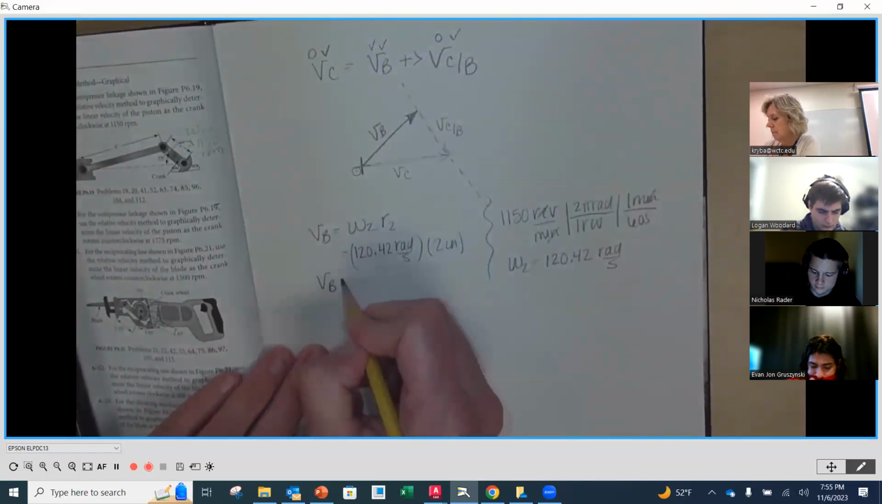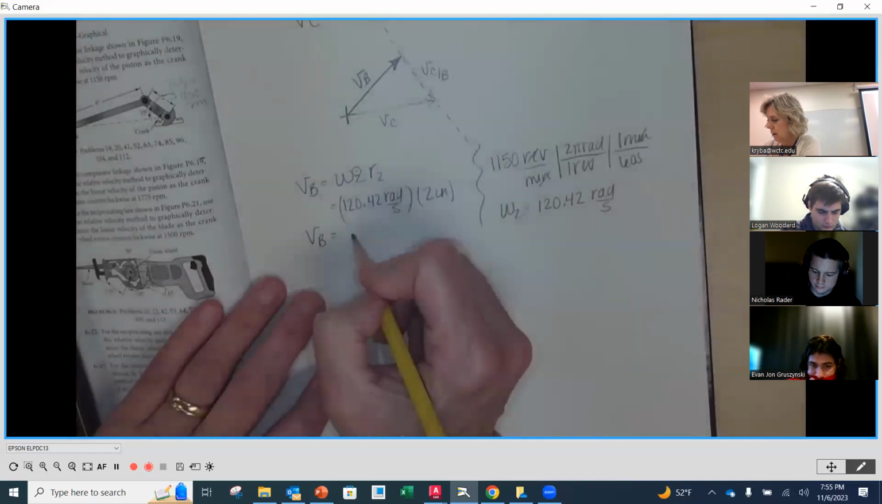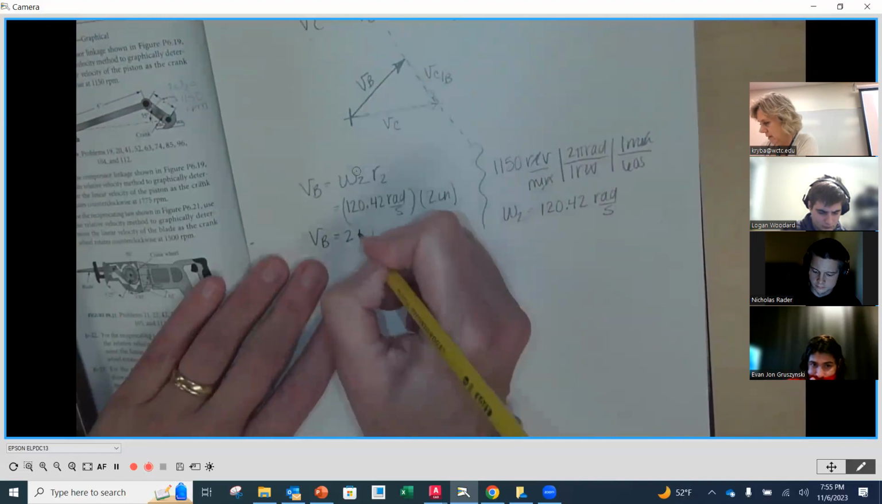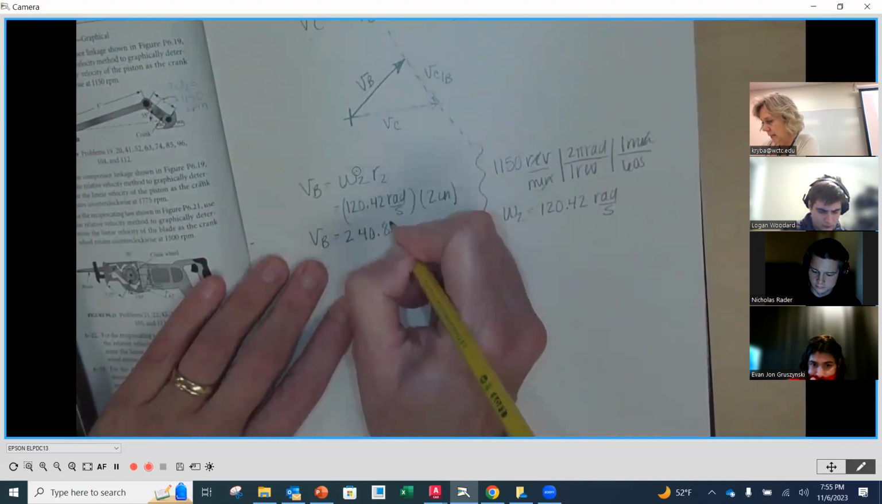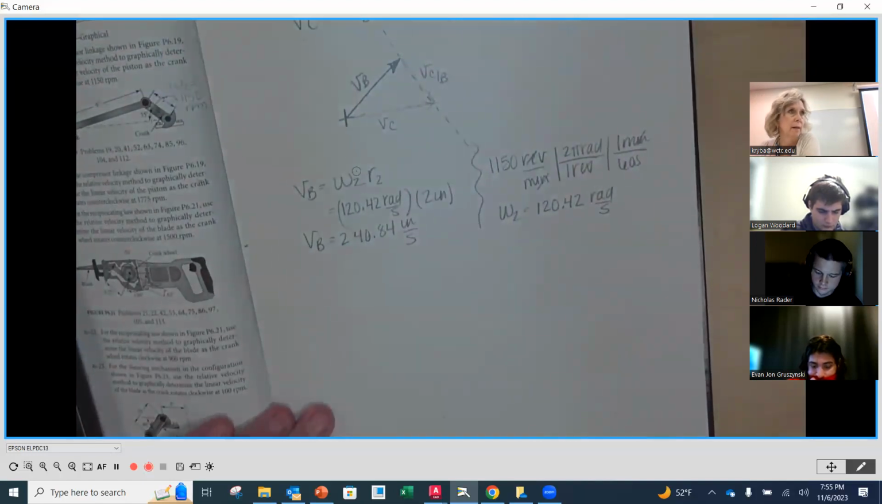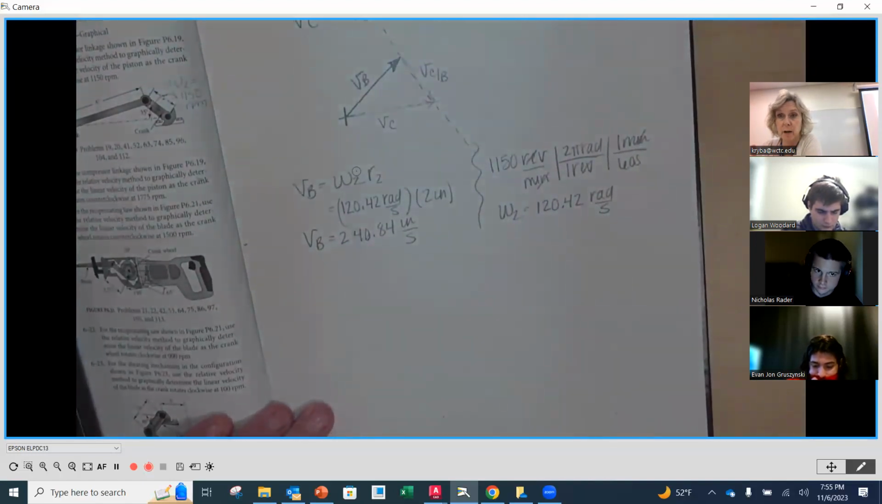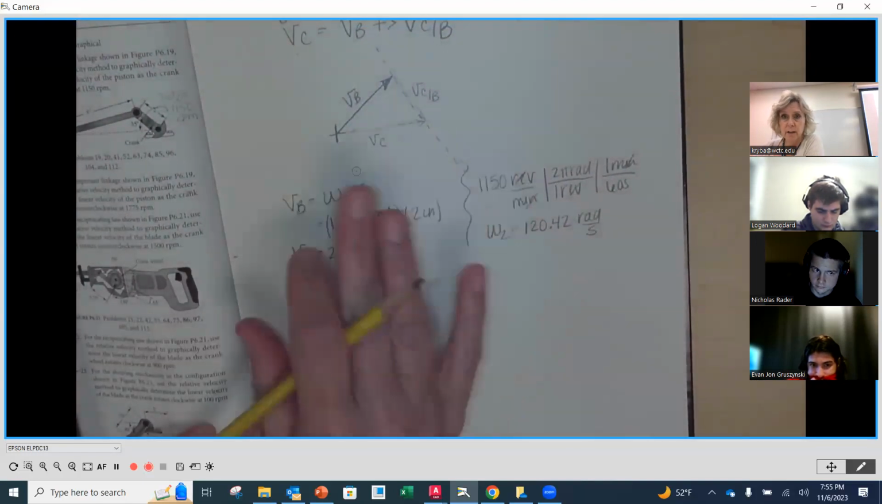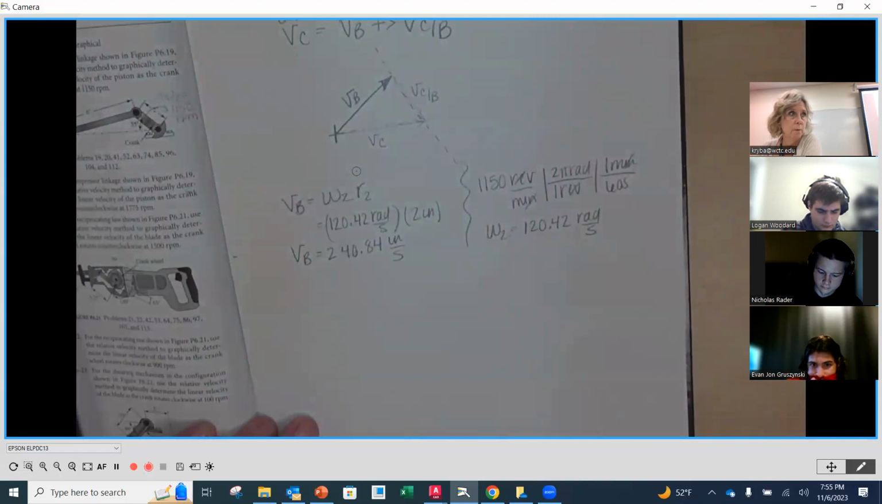So we're going to multiply that by 2 inches. So our velocity at B is going to be, looks like 240.84 inches per second, right? Inches per second. That's the magnitude of velocity B. Now you'll have to show these calculations so that I can see how you got those values, but that's what we're going to use now for the length of that vector velocity B.